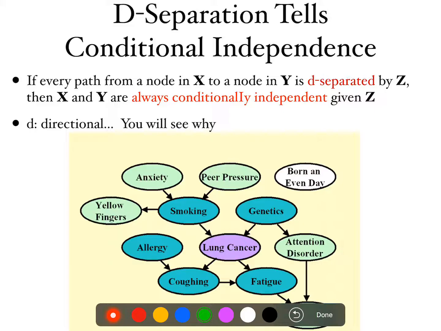And it's D-separation. What does D mean? D is directional. It's not dependent, D is directional. Why? Because when we determine whether two variables or two sets of variables are D-separated by another set of variables, we have to make use of a direction. That's why it's called directional separation.